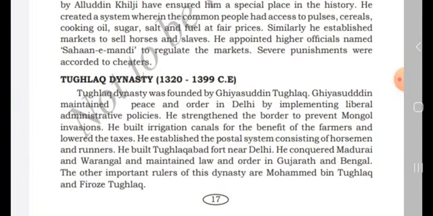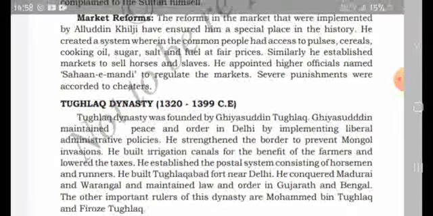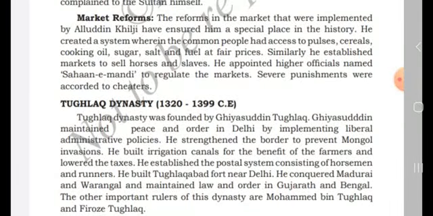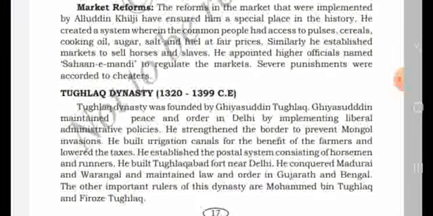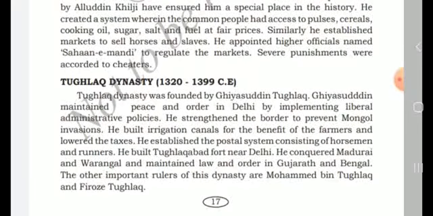Ghiyasuddin Tughlaq maintained peace and order in Delhi by implementing good administrative policies. He strengthened the border to prevent Mongol invasions of Delhi, and built irrigation canals that benefited farmers. He also decreased the taxes that had been imposed on the people by Alauddin Khilji, and established systems consisting of horsemen and runners. He built Tughlaqabad fort near Delhi, conquered Madurai and Warangal, and maintained law and order in Gujarat and Bengal. The other important rulers of this dynasty were Muhammad bin Tughlaq and Firoz Tughlaq.